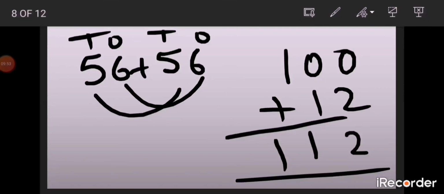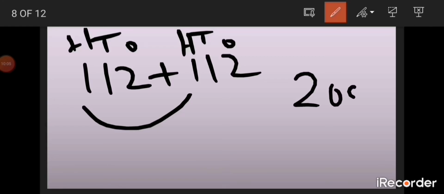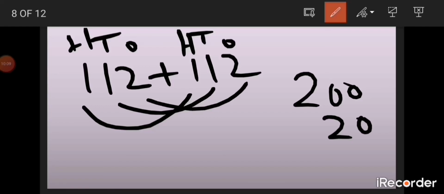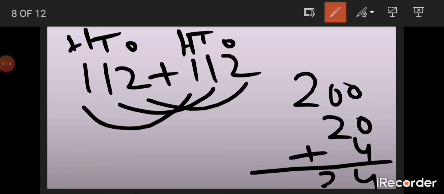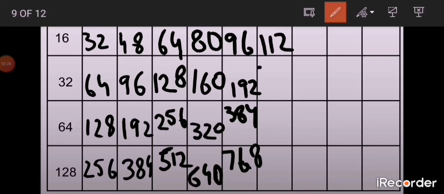So what is the double of 112? Again, we use the rough column. 112 plus 112. Put the place values. Now add the hundreds first, the biggest value. 1 plus 1, 200. 1 ten plus 1 ten, 2 tens, 20. 2 plus 2, 4. Now add them. 0 plus 0 plus 4, 4. 2 plus 0, 2 and 2. So double of 112 is 224.